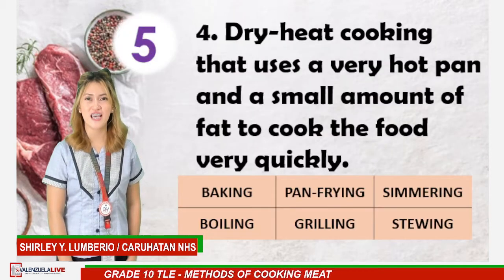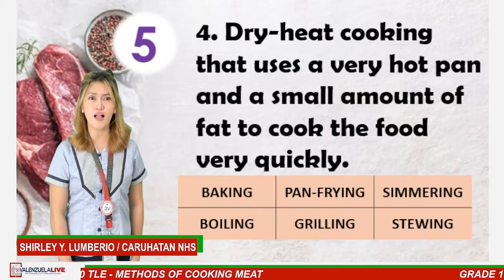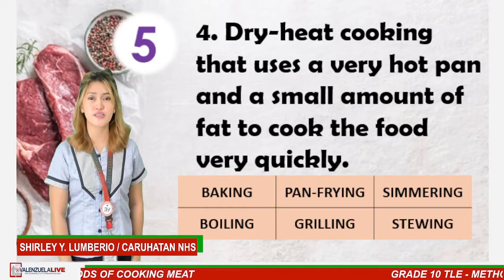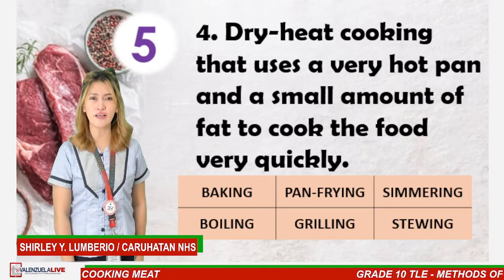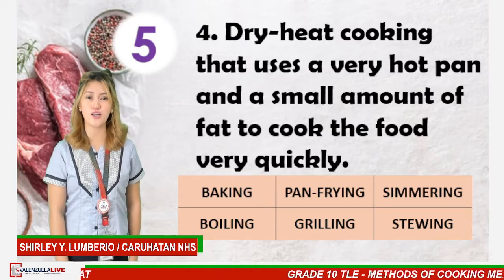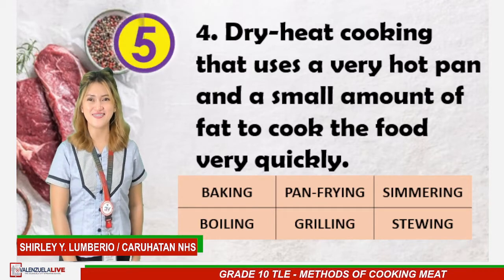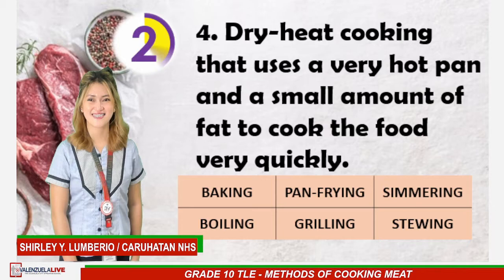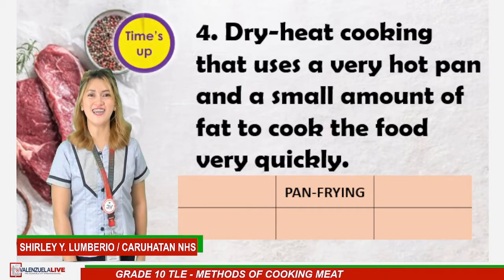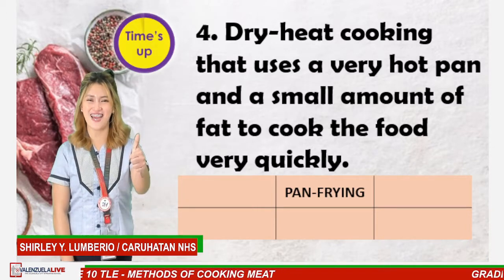Number 4. Dry heat cooking that uses a very hot pan and a small amount of fat to cook the food very quickly. Is it baking, boiling, pan frying, grilling, simmering, or stewing? Key in your answer for 5 seconds. If your answer is pan frying, then you are correct.